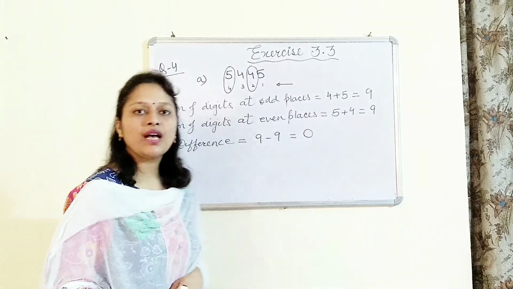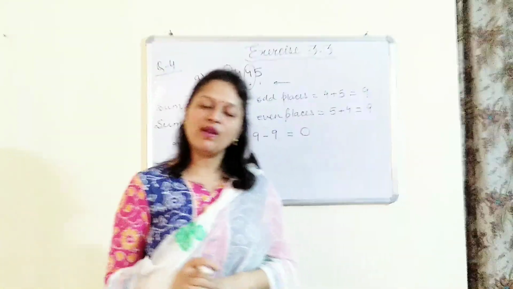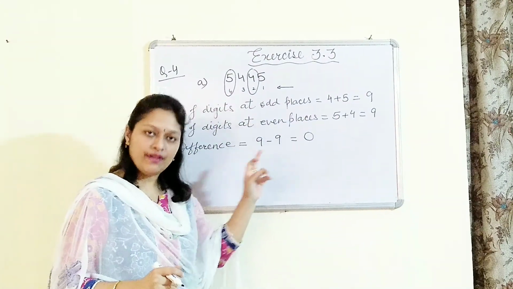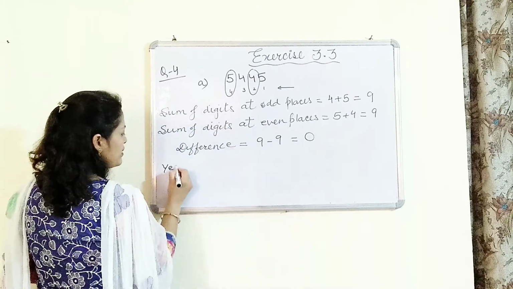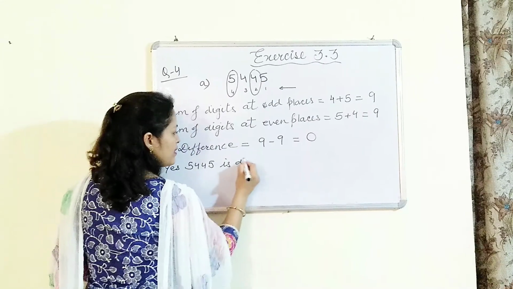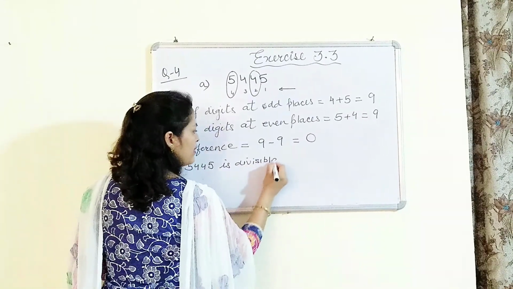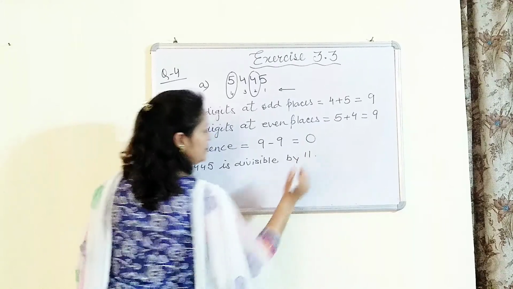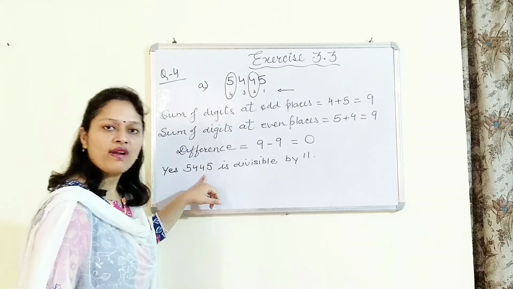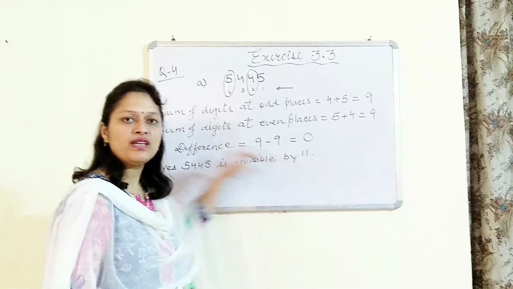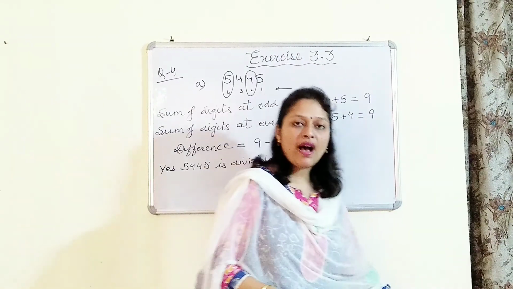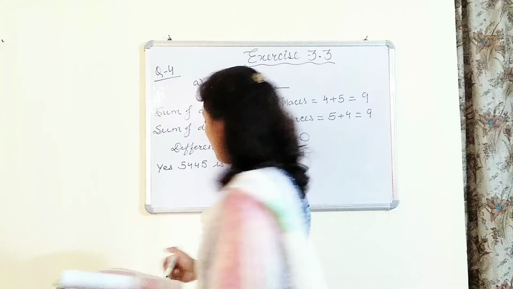Now, if the difference comes out to be 0 or a multiple of 11, then you can say the given number is divisible by 11. So write down your answer: Yes, 5445 is divisible by 11. After showing the whole procedure, you will write down the answer. Yes, 5445 is divisible by 11 because the difference is 0. This is your solution.